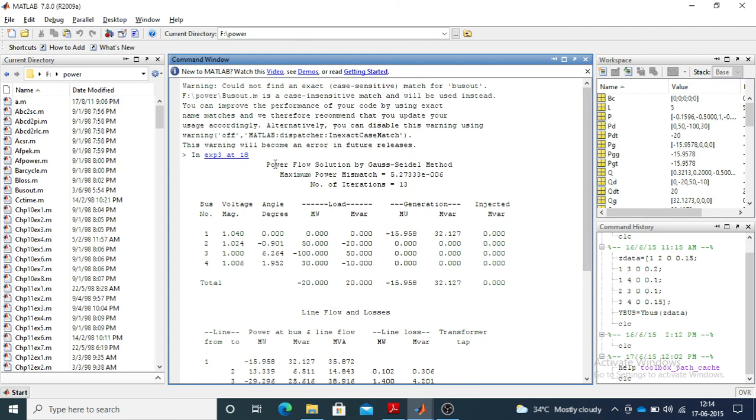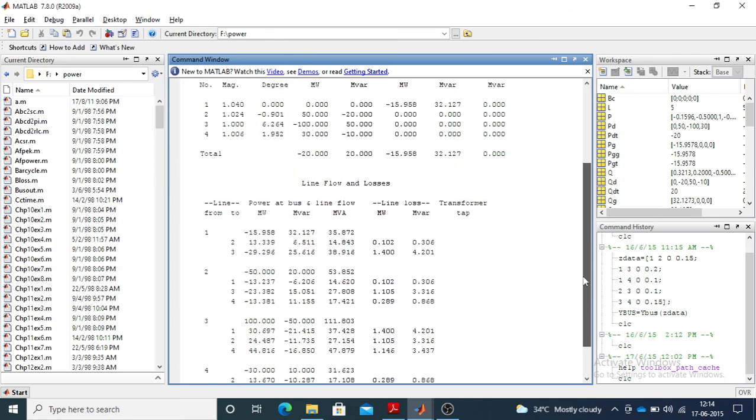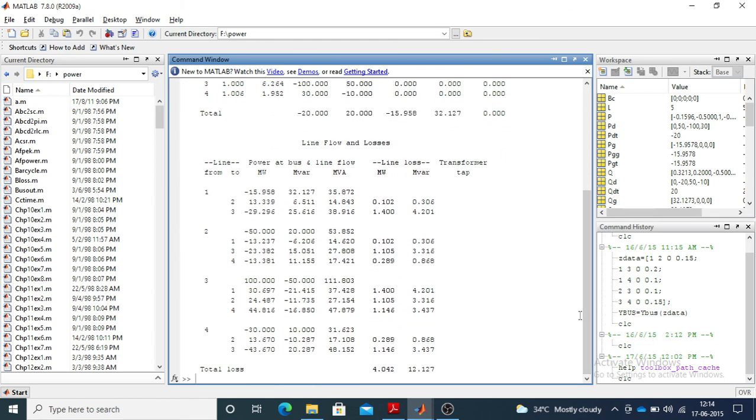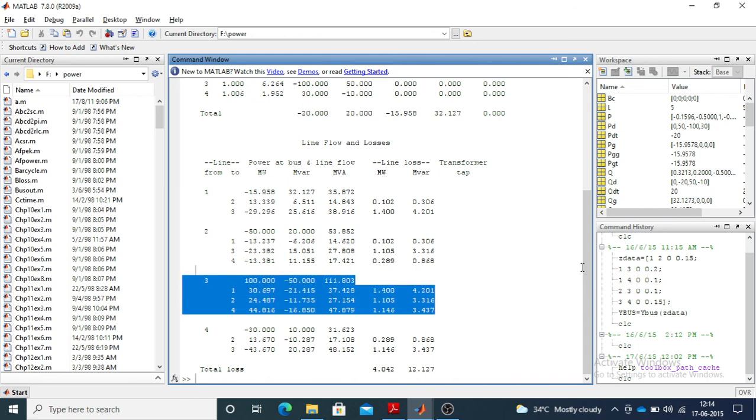Here, if you see, the solution is obtained by using Gauss-Seidel method, and the result is obtained at the 13th iteration. These are the power flow solution results and the line flow and losses. Okay, so this is your output.